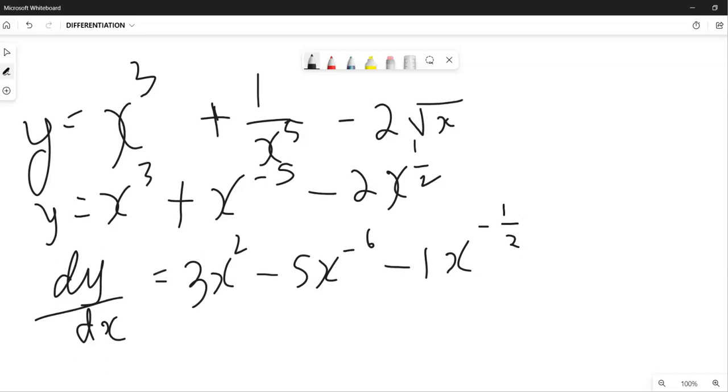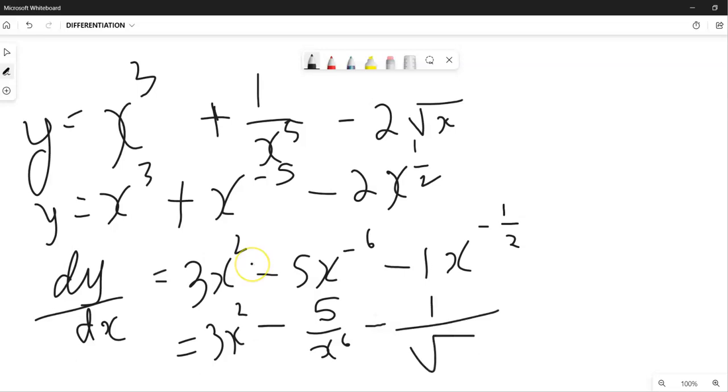And if you want to write it back in the form that they gave you, then dy by dx will be 3x squared minus 5 over x to the 6th power. So now that the -6 power is in the denominator, it becomes +6, right? Minus 1 over root x. Why is it 1 over? Because of the negative in the half. So if the half was positive, it would just be minus root x. But because the half is negative, it's 1 over root x.